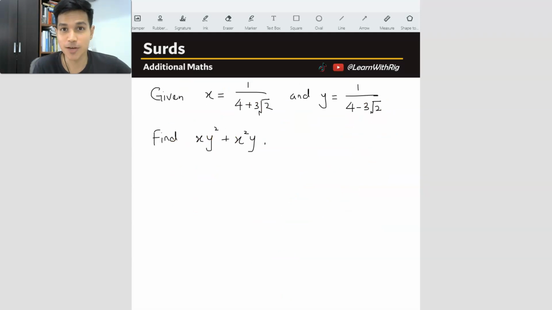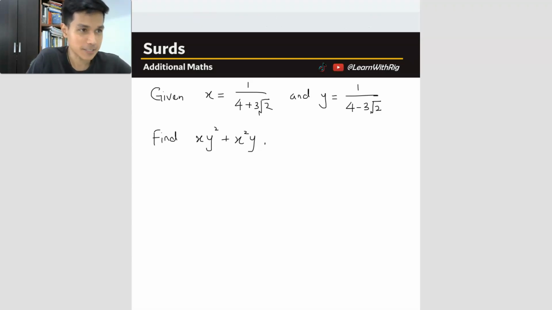Alright guys, let's look at the ultimate question that I have for you all here. It looks very hard, but it's not as bad as you think. Given x equals to this and y equals to this, find this. It looks very complicated, right? Now how I would approach this is, instead of straight away solving it, I try to simplify this first.